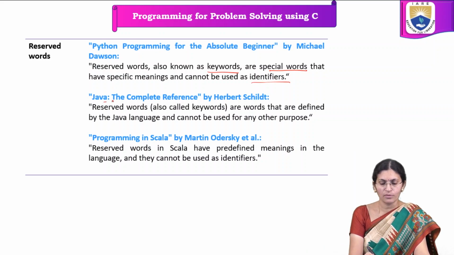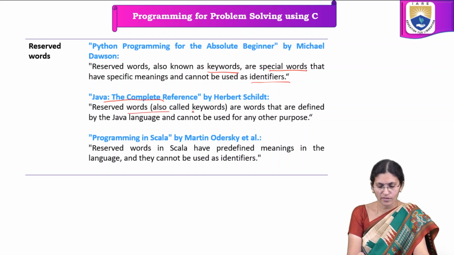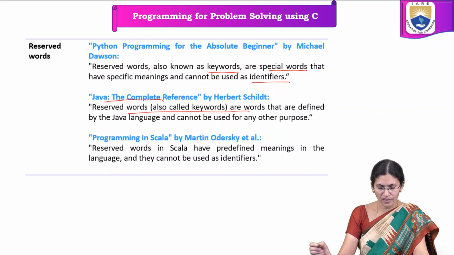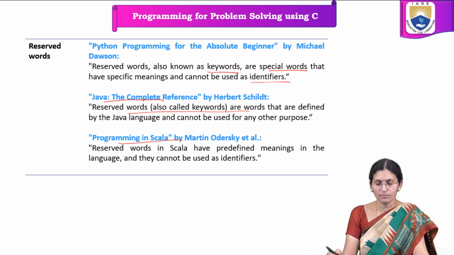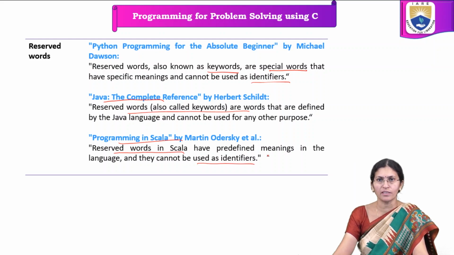Next, according to the book titled Java, the Complete Reference by Herbert, reserved words are words which are defined by the Java language and cannot be used for any other purpose. Next, according to this textbook Programming in Scala by Martin, reserved words in Scala have predefined meanings in the language and they cannot be used as identifiers.